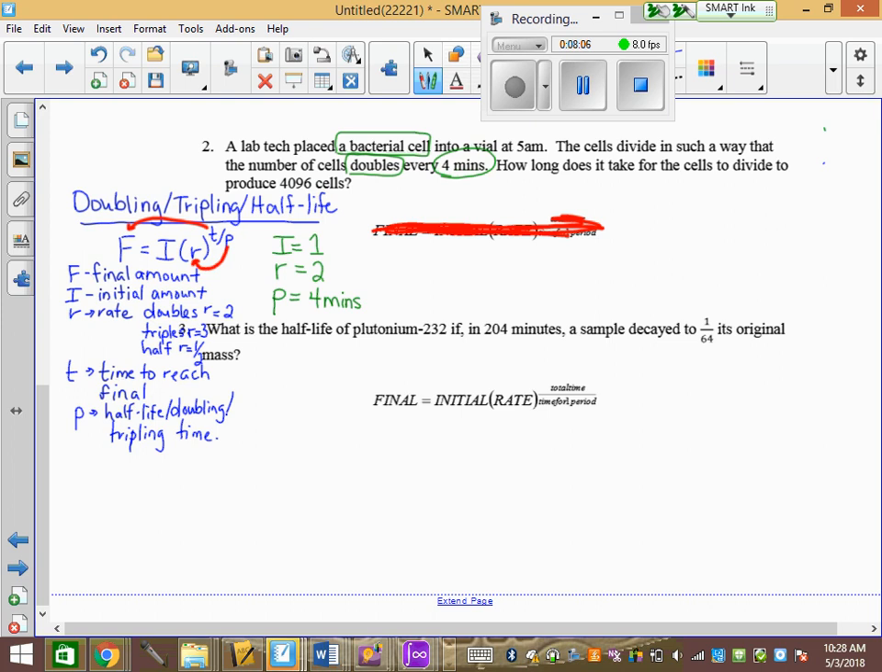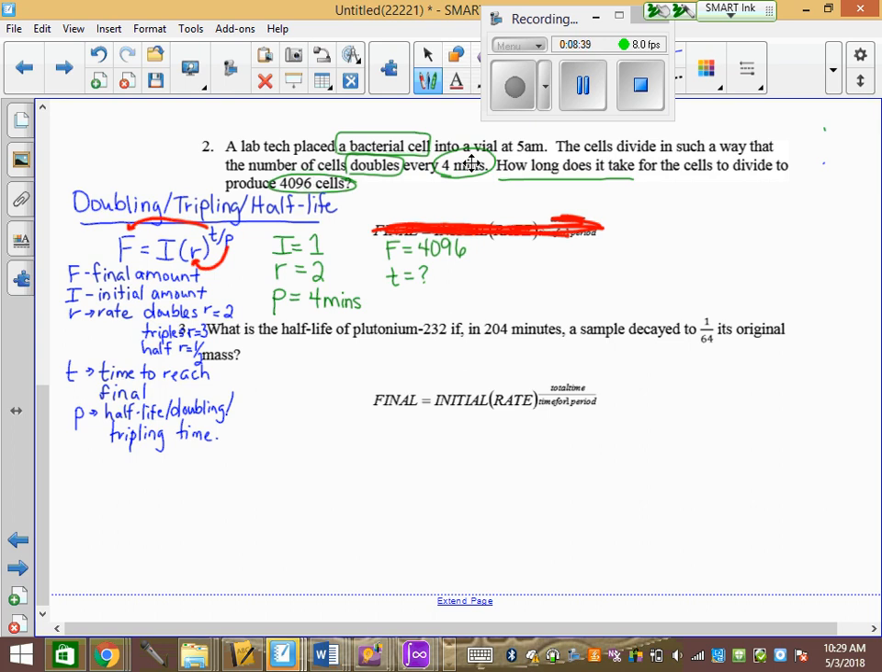Okay? And then we have how long does it take, so they're asking us for time, for the cells to divide to produce 4,096 cells. So what did they give me? And we're hoping that we're missing T. Does that make sense? How long does it take for the cells to reach that? So that's the time it takes to reach final amount is T. And they're asking us to find the time to reach final amount. So we should feel good about ourselves because it makes sense.